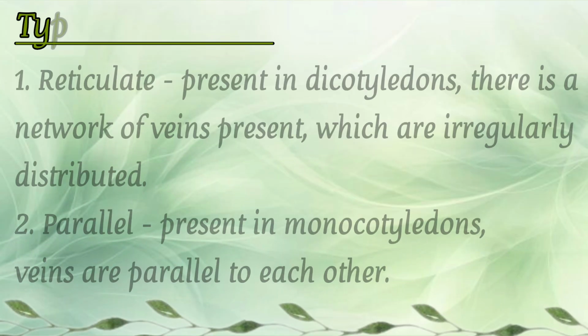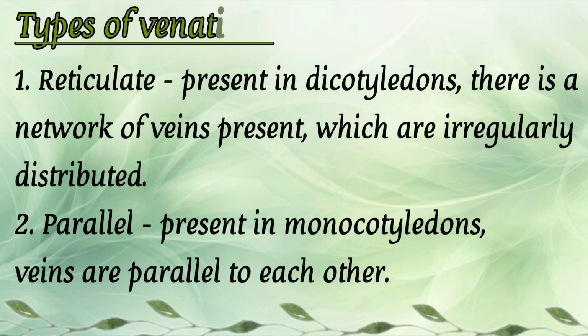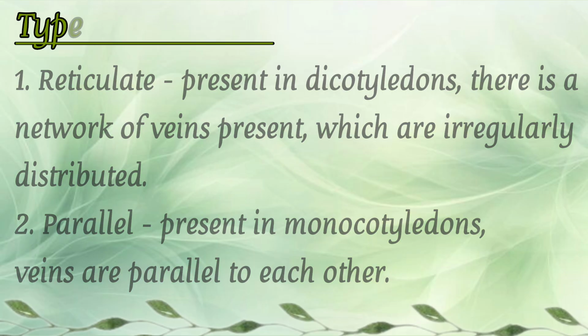Leaves show different patterns of venation. In reticulate venation, the veins form a network. This is common in dicot plants. In parallel venation, the veins run parallel to each other, which is typical of monocot plants.